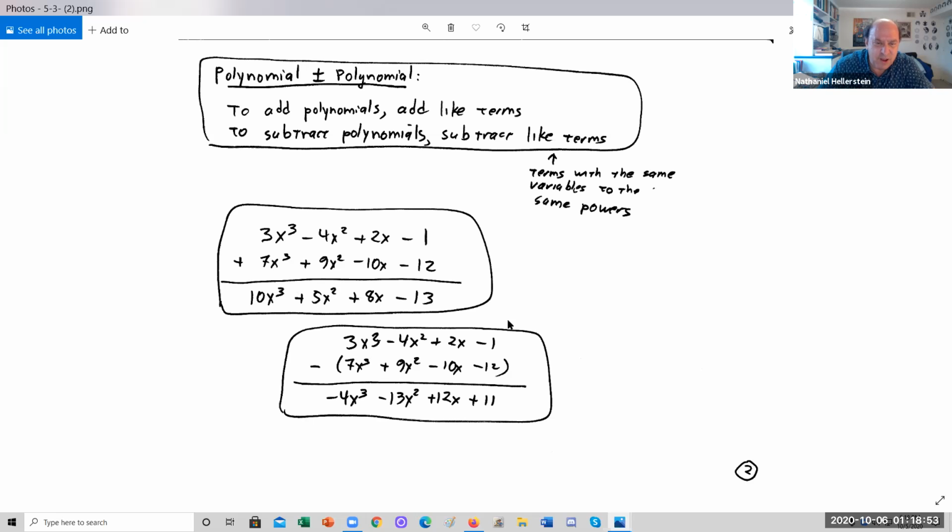Okay, so you get this. To subtract them, we subtract like terms. 3x cubed minus a 7x cubed is a minus 4x cubed. Minus 4x squared minus a 9x squared is a minus 13x squared. 2x minus a negative 10, well, minus a negative is plus. That's 2 plus 10 makes 12x. And minus 1 minus a negative 12 is minus 1 plus 12, or an 11. Okay, now this is a regrettable mistake. I shall fix it in Canvas. All right, let's see what we got.